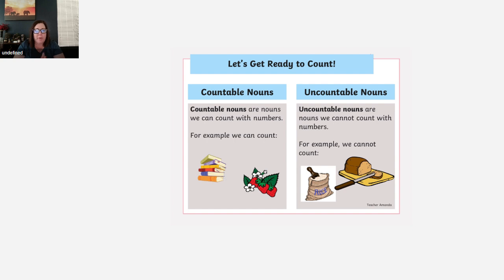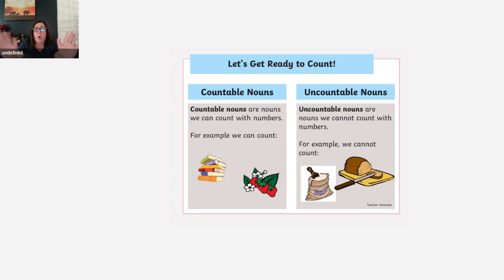So, now let's talk about countable versus uncountable nouns. Well, countable nouns are nouns we can count with numbers. So look at the picture: books, strawberries, those are things we can count with numbers. So we can say 5 books, 3 books, 1 book, 2 books, 3 books. You see how we can count with them.